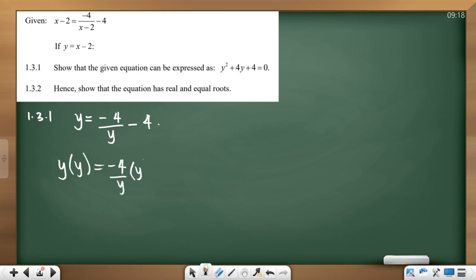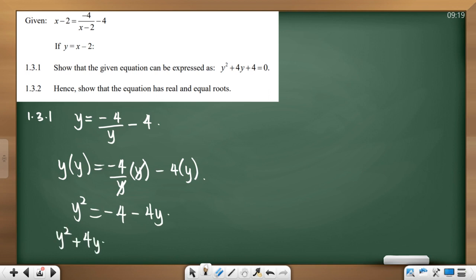This is what I'm saying. Multiply every term by the denominator, the LCD. So what do you have? Y squared, that will divide, minus 4, and that will give us minus 4y. Let's move everything over to get a zero factor rule. Y squared plus 4y minus 4 equals 0. We're done with 1.3.1. That's maths. Easy. Just simplification.